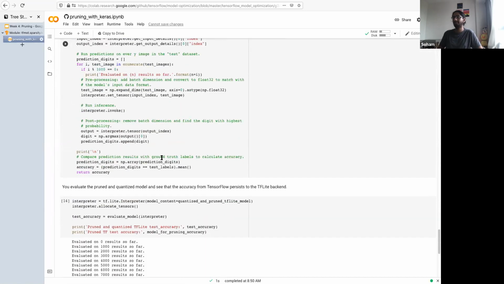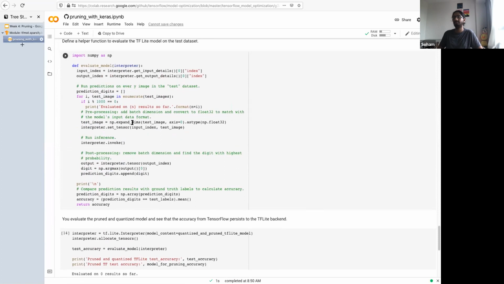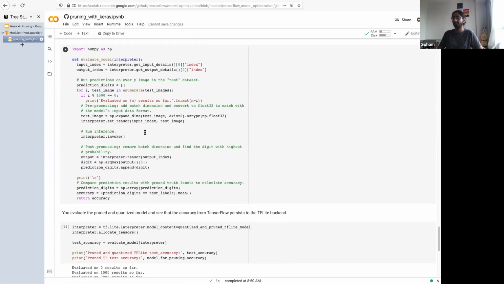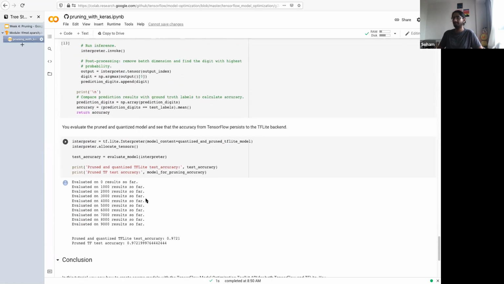And finally, this is a helper function that helps us calculate accuracy. Once we calculate our accuracy, we can see that our pruned plus quantized TensorFlow model has a similar accuracy. Right? There's very little drop in accuracy.